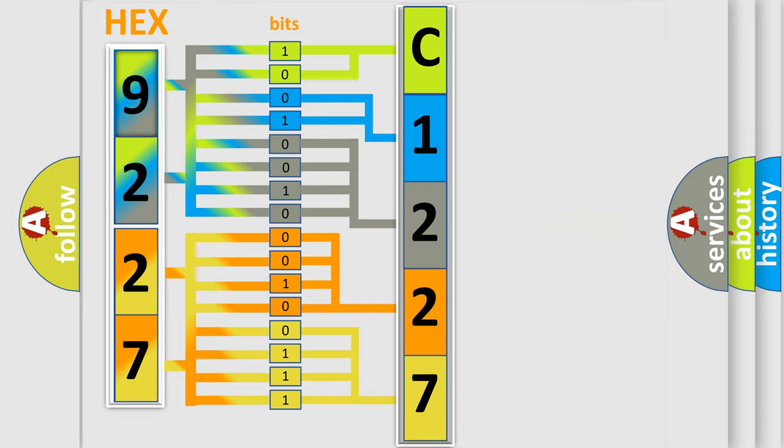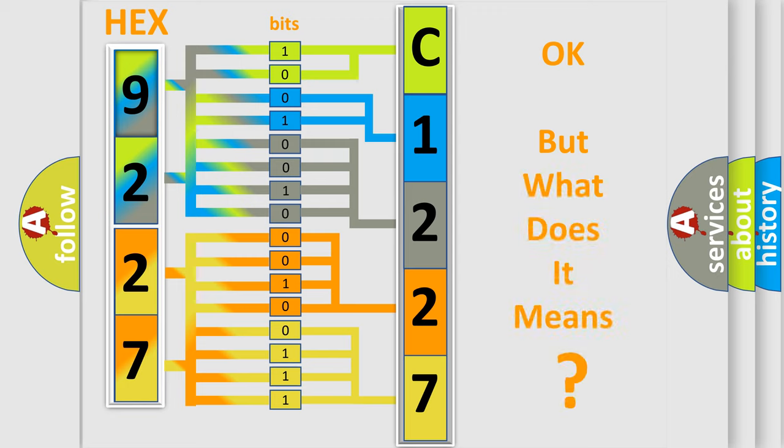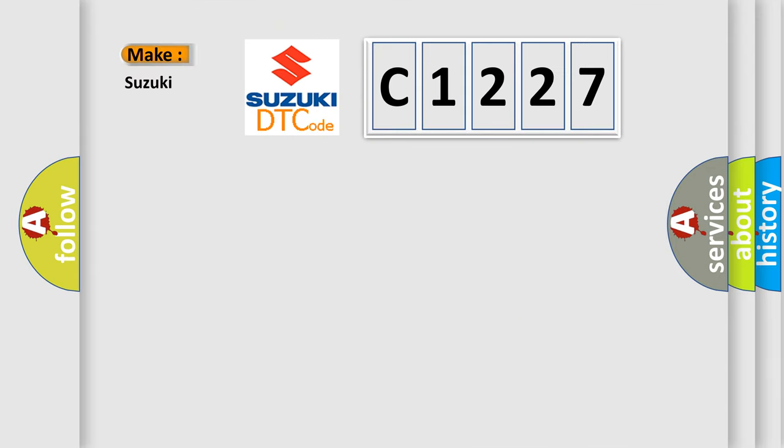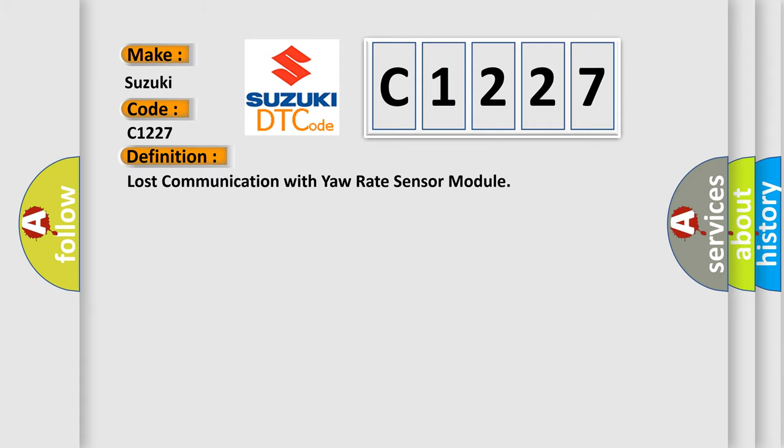We now know in what way the diagnostic tool translates the received information into a more comprehensible format. The number itself does not make sense to us if we cannot assign information to what it actually expresses. So, what does the Diagnostic Trouble Code C1227 interpret specifically for Suzuki car manufacturers? The basic definition is: lost communication with the yaw rate sensor module.